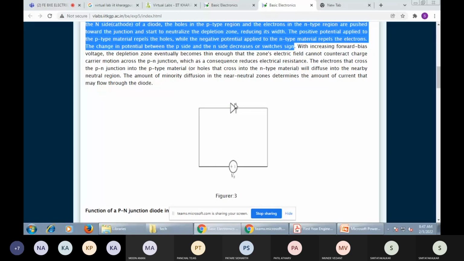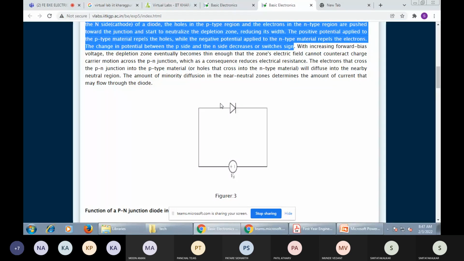What is the PN junction diode? In a PN junction diode, the P region has created holes, and the N region has created electrons. The electrons in the N region move to the left side, into the P region, and combine with holes.